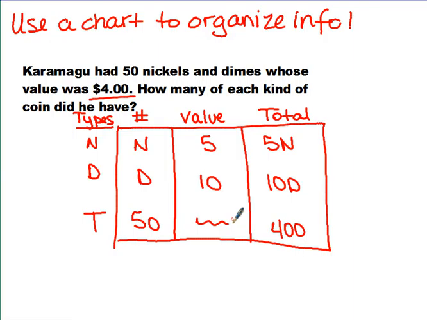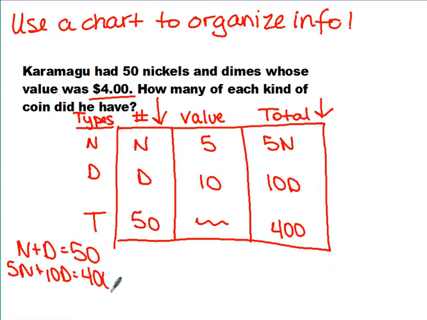Now, we are going to use column 1 and column 3 to make equations. Remember, when you have two unknowns, you're going to have two equations. Our first equation is N plus D equals 50. There were 50 total coins. Some were nickels, some were dimes. The second equation is going to come from the total column: 5N plus 10D equals $4, or 400. Those are the two equations, and you're going to solve either by substitution or by elimination. Go ahead and take just a moment to solve this one. Pause the video and hit play when you're ready to move on.